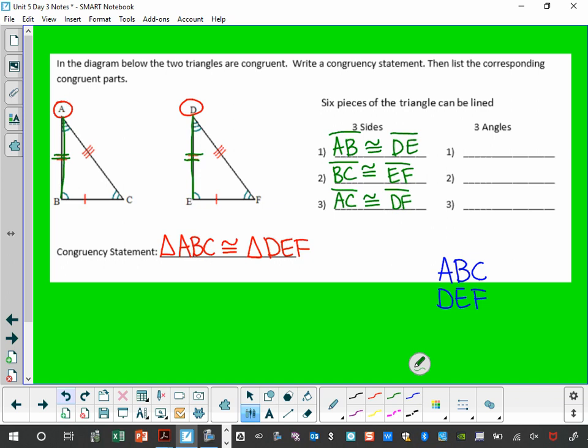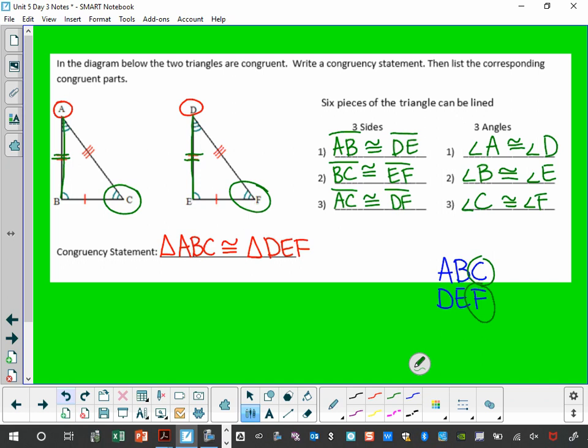Let's do angles now. Angle A is congruent to what? Angle D. You can look at your picture or at your statement. It's going to be in the same position. All right, what about angle B? Angle E. Then we have angle C is congruent to angle F. If you look at your picture, angle C has two arcs, angle F has two arcs. If you look at your statement, angle C is here, angle F is there. It's always going to line up right on top of each other.